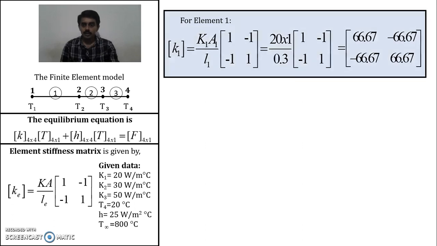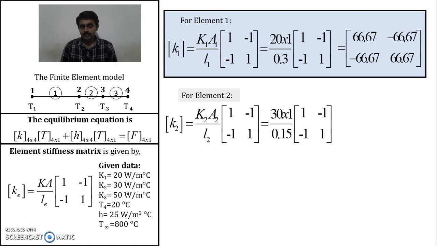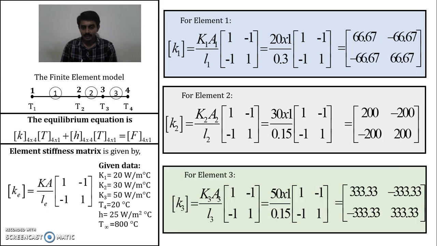Similarly, if we repeat the process for element 2, it is K2 A2 by L2 into 1 minus 1, minus 1 1. When we substitute the values, K2 is 30 watt per meter degree centigrade and the element length is 0.15. So the value comes to be around 200 as mentioned on the screen. Let us do it for K3 as well, the element 3.